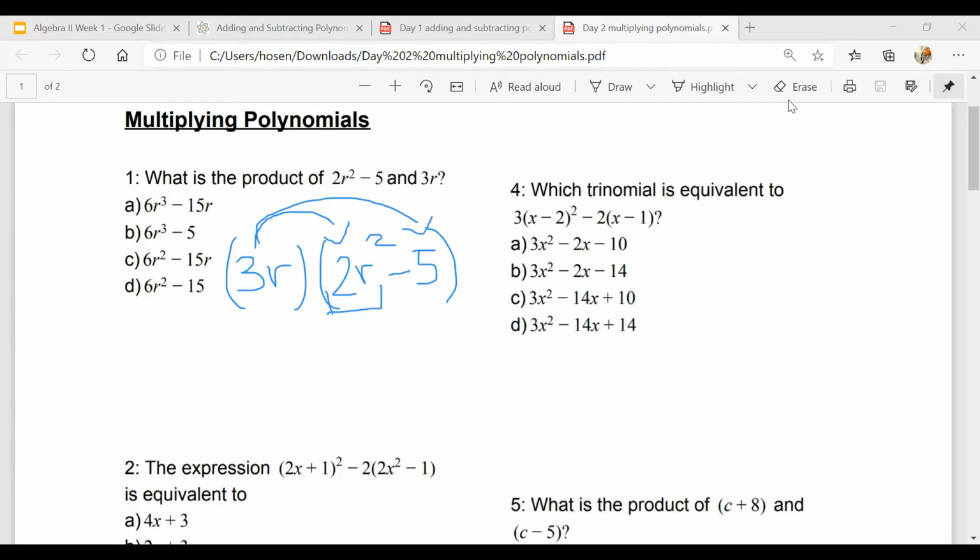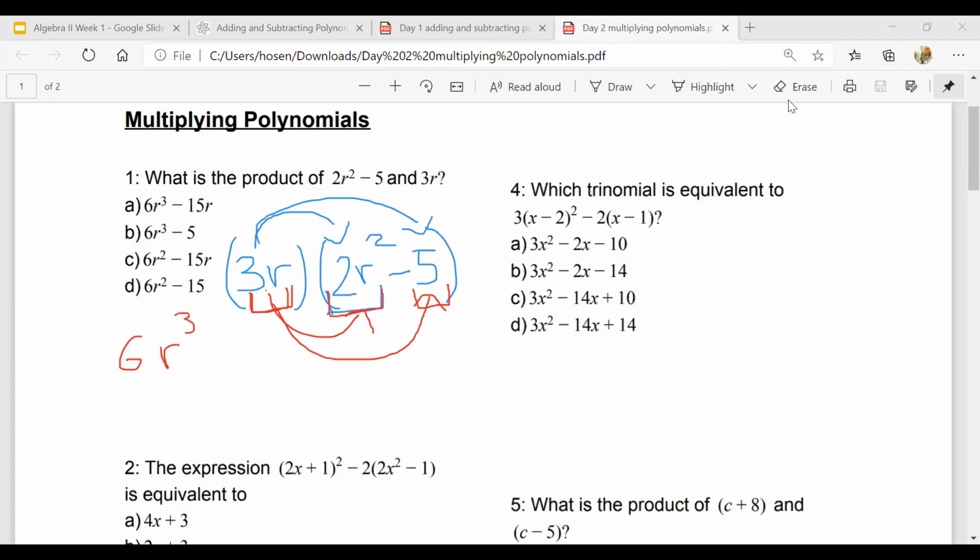So I'm going to multiply this with this. And I'm going to multiply this again with this. So I'm going to multiply 3r with this first, and then I'm going to multiply 3r with 5 again. So what is 3r times 2r squared? That should give you 6r to the 3rd.